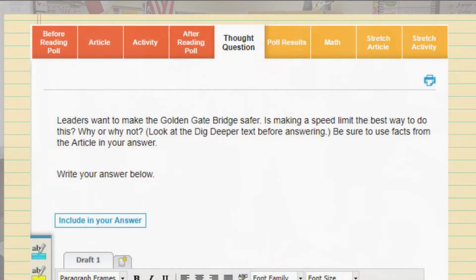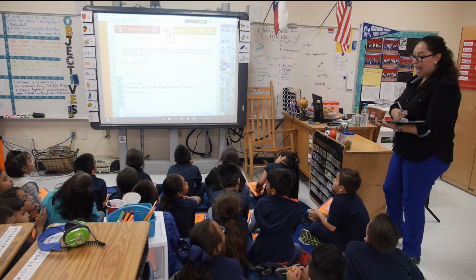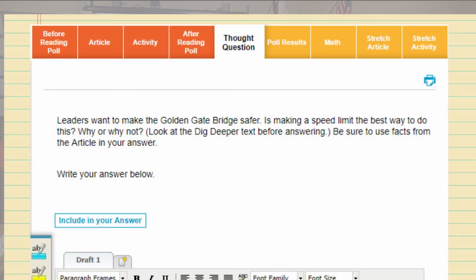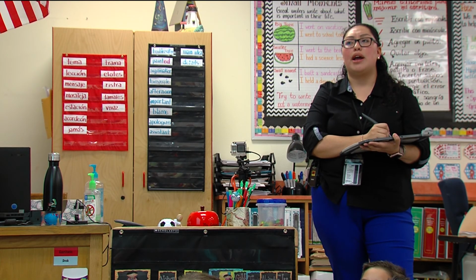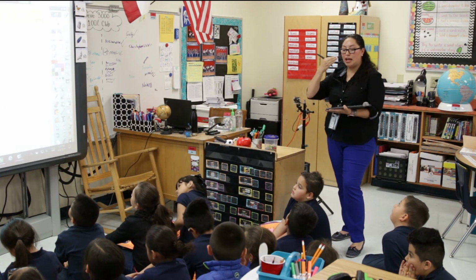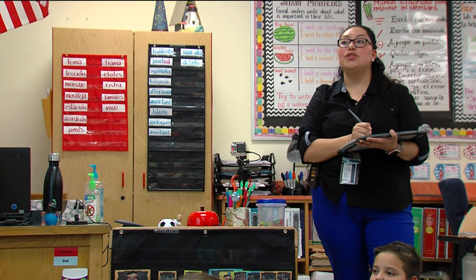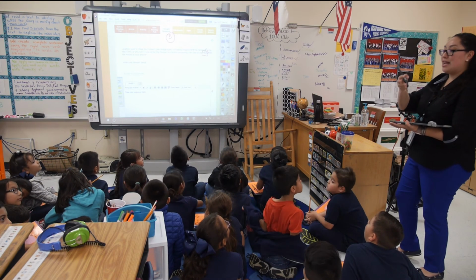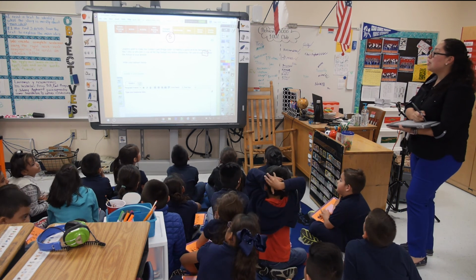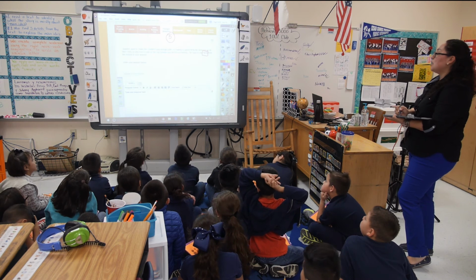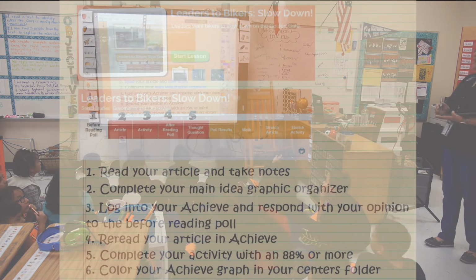Now we have our third question. This one is going to be your last step, and we want some opinions as well. We're going to read it together, but you're going to answer it by yourself in your own Achieve, okay? It says, leaders want to make the Golden Gate Bridge safer. Is making a speed limit the best way to do this? Why or why not? Look at the dig deeper. That's going to be the second part of your article. We need to read that because you're going to get more information that is going to help you to answer your activity. Be sure to use facts. Who knows what facts are? Juan Pablo? Facts like history, numbers, and science. Right, sentences that tell us about dates, history, and science. So here you're going to write some of the ideas from your article that are facts, things that we can prove and they are real.